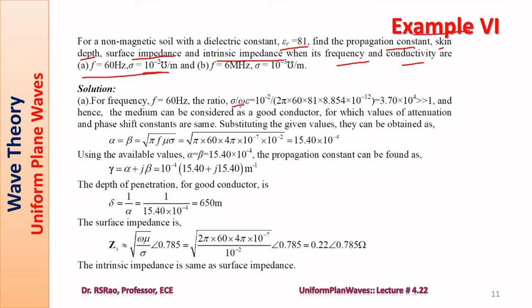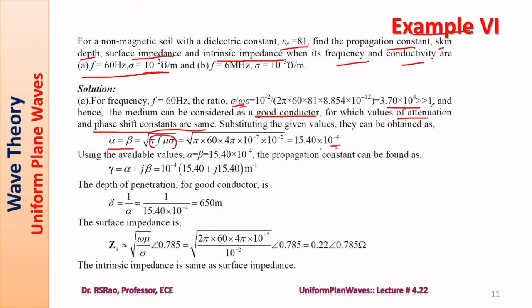In this case, sigma by omega epsilon turns out to be 3.70 into 10 power 4. Sigma by omega epsilon is loss tangent or dissipation factor. It is very, very large when compared to 1. Therefore, this is a good conductor. Medium is a good conductor. When medium is a good conductor, values of attenuation and phase shift constants are same. Substituting the given values, one can find alpha equal to beta equal to square root of pi f mu sigma. All are given. It comes out to be 15.40 into 10 power minus 4.